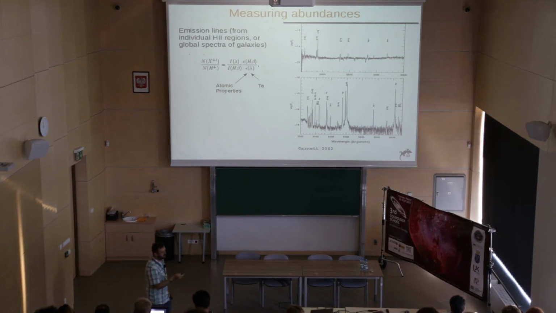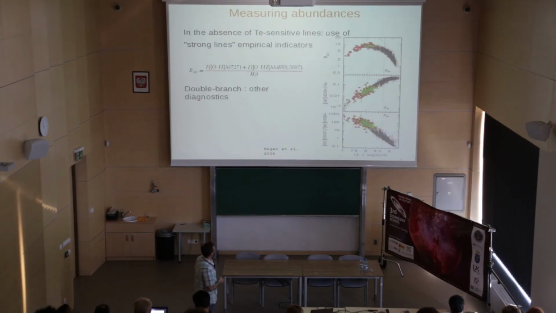However, in many cases, in galaxies, you cannot measure as many lines as you want. And in the worst case, and especially if you look at distant objects, you will have only the strongest lines that are going to show up.